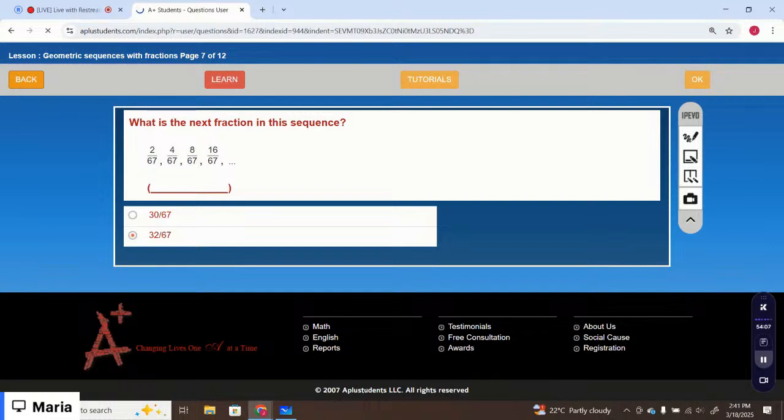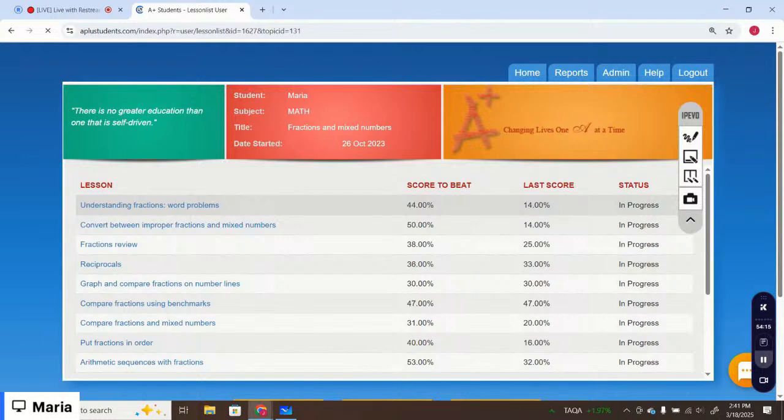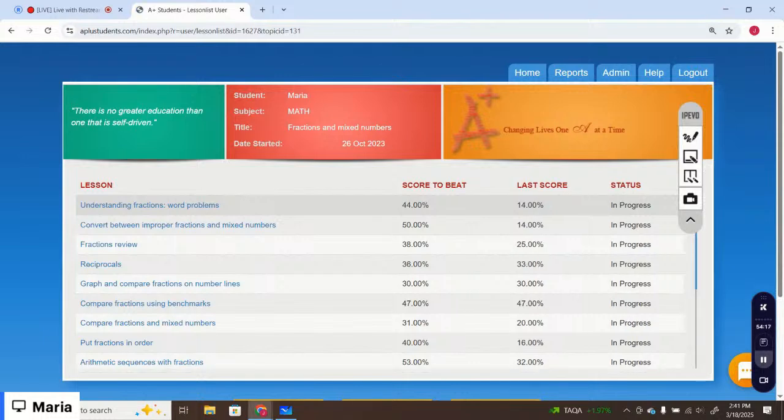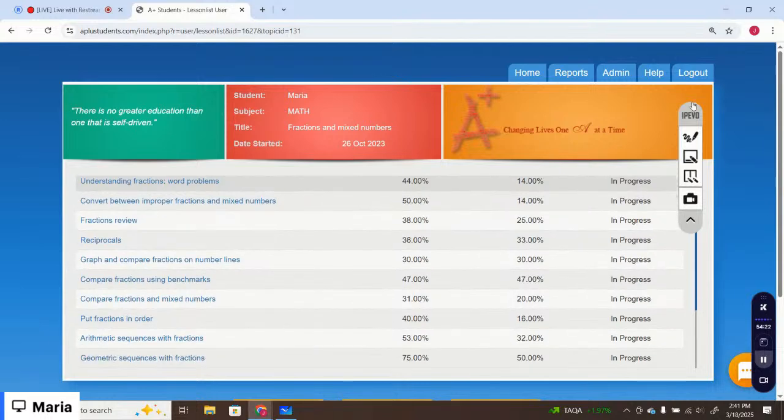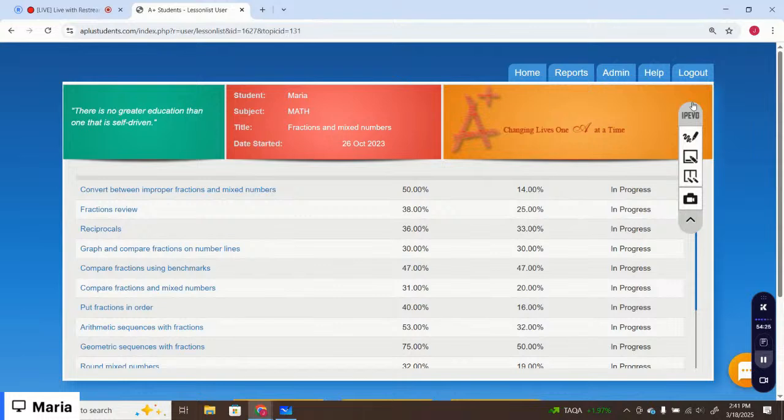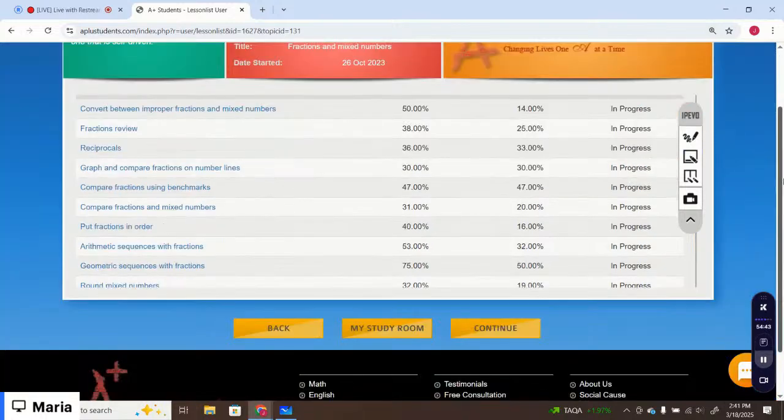So we were working on grade 5 math. The chapter we were working on is fractions and mixed numbers. The lessons we have covered today are compare fractions and mixed numbers, put fractions in order, arithmetic sequences with fractions, and geometric sequences with fractions. So please make sure before the next session you complete all the practice questions for the lessons we just did. That is your homework until next session.